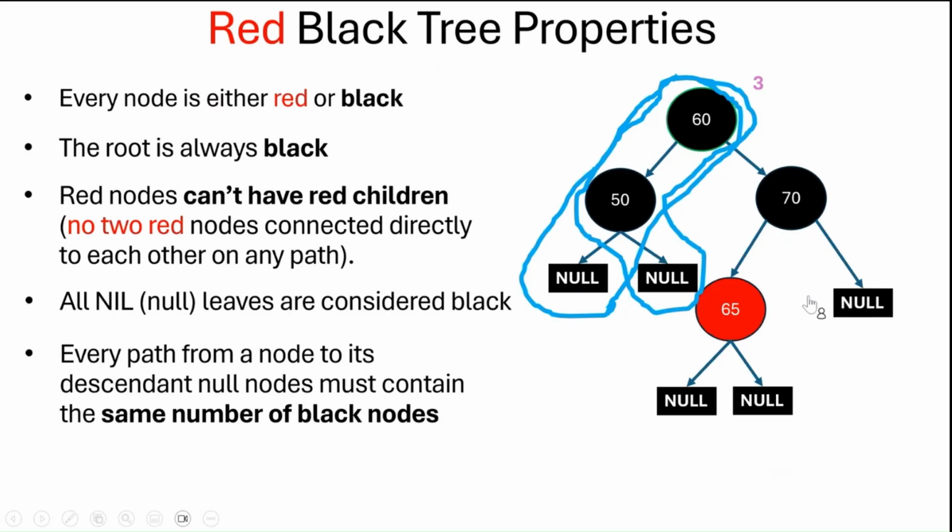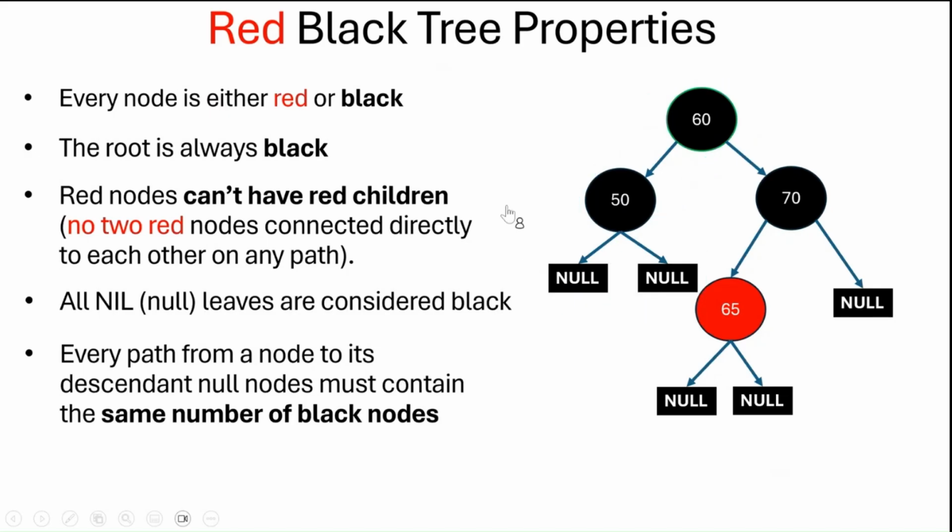And that is what the red-black tree property expects. And it is true for every node. Let's say for 50 also, there are two paths, and for both paths the number of black nodes is the same, which is 2.